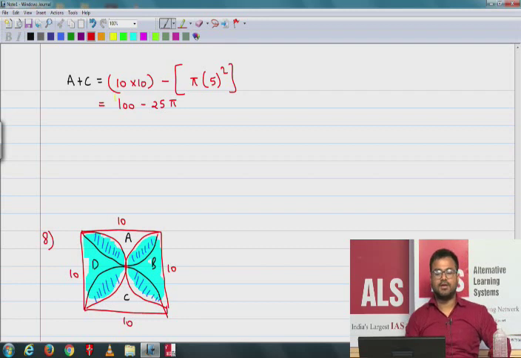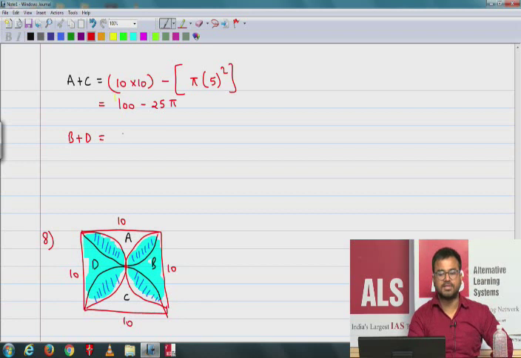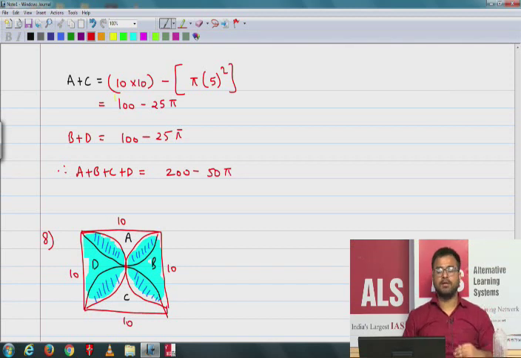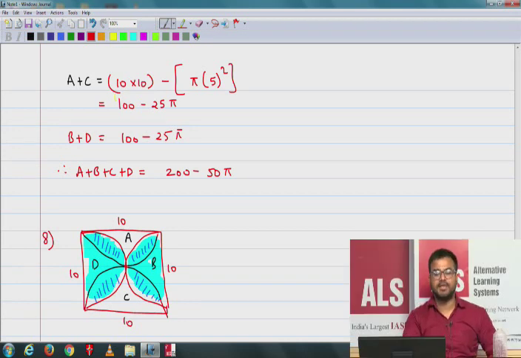In the same way, in order to get the area for B plus D, we have to do the same thing. We subtract the upper semicircle and lower semicircle, and the answer is going to be the same, 100 minus 25 pi. Therefore, A plus B plus C plus D, adding, that is 200 minus 50 pi.